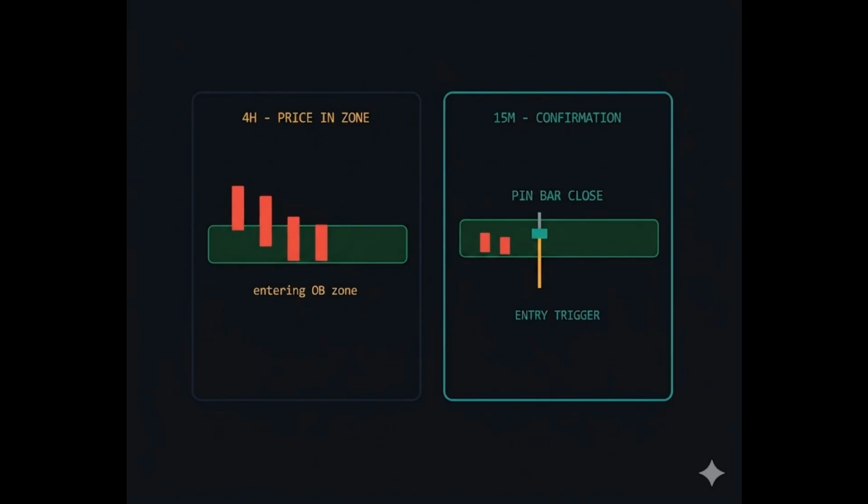You are looking for one of the 3 confirmation patterns from video 9: a pin bar, an engulfing candle, or an inside bar breakout to form within the OB zone on the 15-minute time frame. The candle must close. You do not enter mid-candle. The moment that candle closes and confirms, that is your entry.